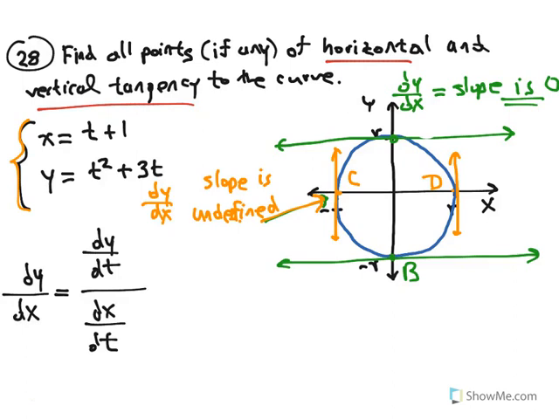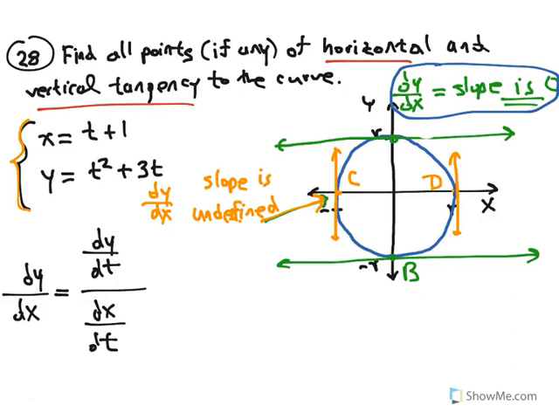So to find points of horizontal tangency, you need to figure out the points at which the tangent lines are horizontal. In other words, you have to figure out the values of t that would make dy/dx equal to 0. And then for those values of t, you will find the coordinates x, y of the points corresponding to those values of t.